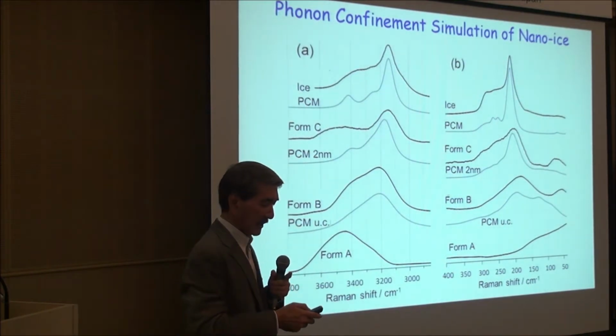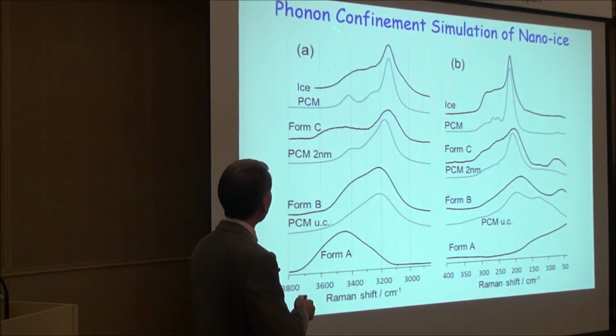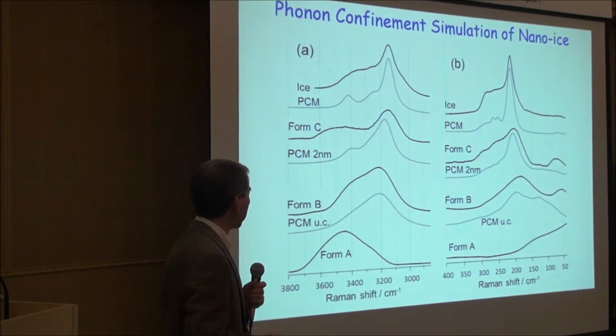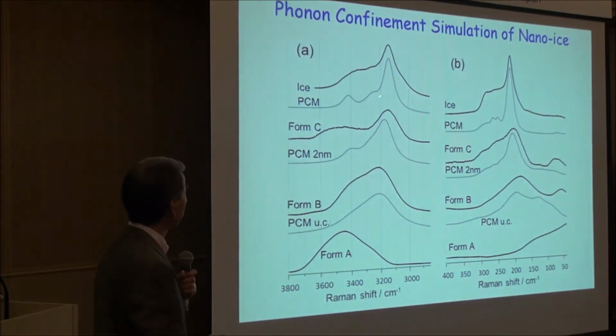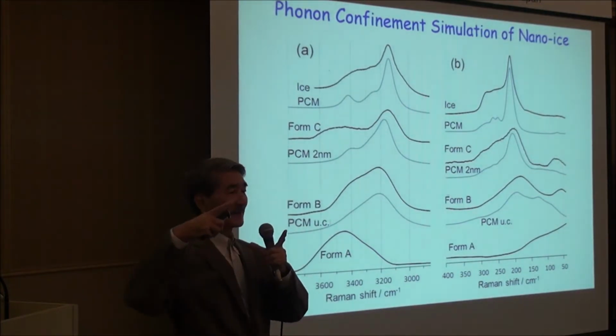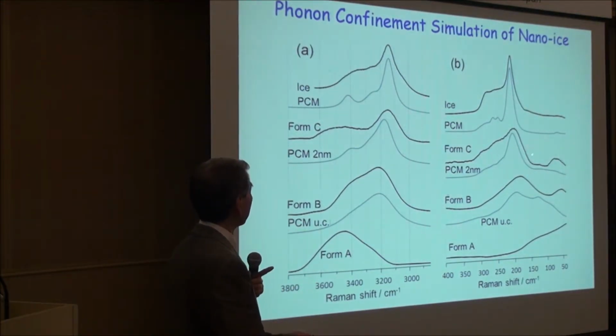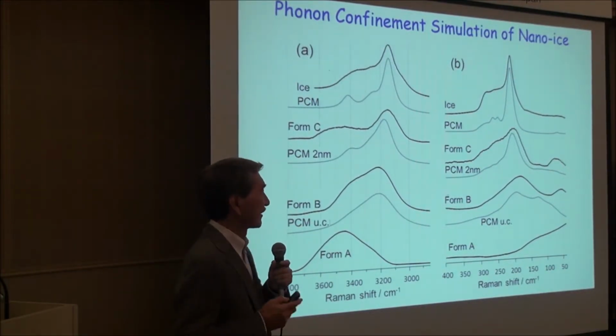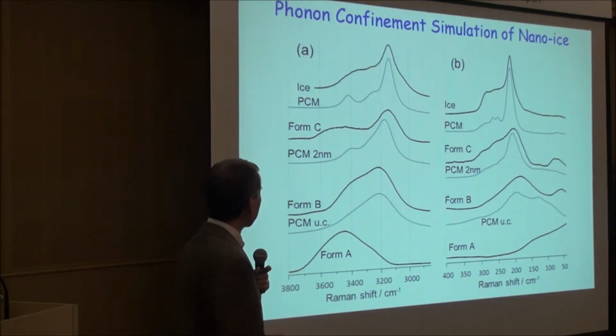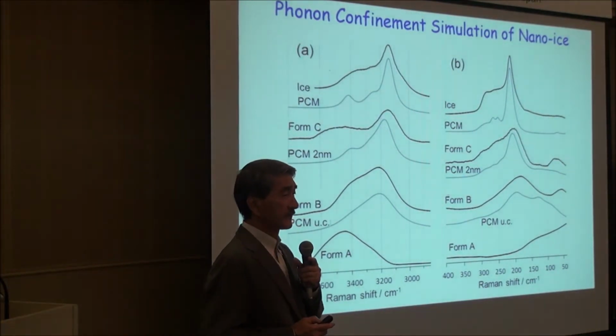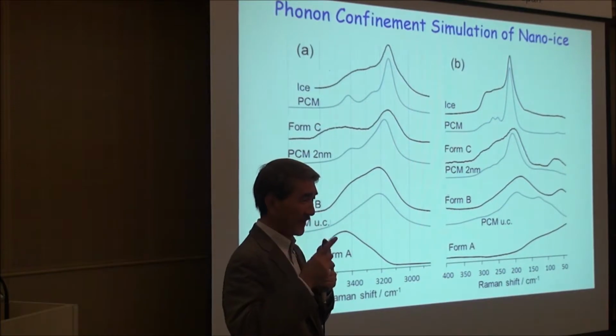So we did a simulation with this phonon confinement model, and this is the result. So this is ice, this is the PCM simulation, and for form C, if we assume a 2 nanometer confinement size, then it nicely reproduces this one. And in addition to that, the form B spectrum, the structured hydrogen bonded water spectrum, can also be well reproduced by 1 unit cell confinement.